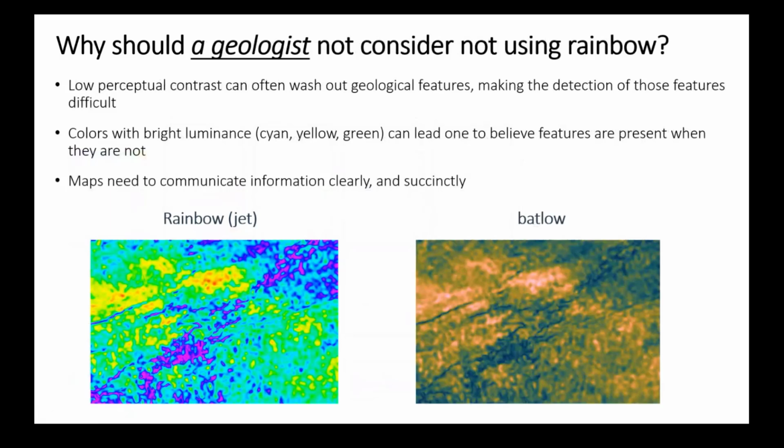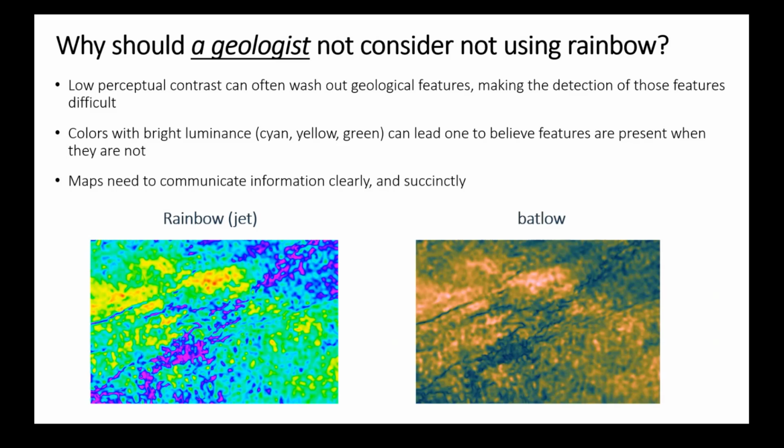A geologist should probably not consider using rainbow because, again, the low perceptual contrast can often wash out your geologic features. Colors with bright luminance, such as cyan, yellow, and green, can often attract your eye to features that are not present when they may not be. What you're seeing here is just a little snippet of an amplitude map that I have. On the left, you have it being displayed in a rainbow gradient, and on the right, you have it being displayed in a Batlow perceptually uniform gradient.